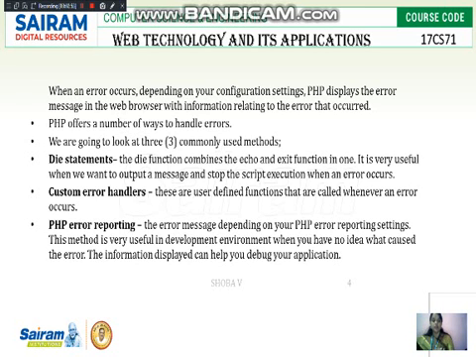Custom error handlers are user defined functions called whenever an error occurs. When an error comes into the picture, the user defined functions get called. With die statements, you output a message and stop the script execution when an error occurs. PHP error reporting uses built-in functions, which we already saw in the PHP configuration under php.ini, applicable during runtime. The error message depending on your PHP error reporting statements is very useful in a development environment when you have no idea what caused the error.